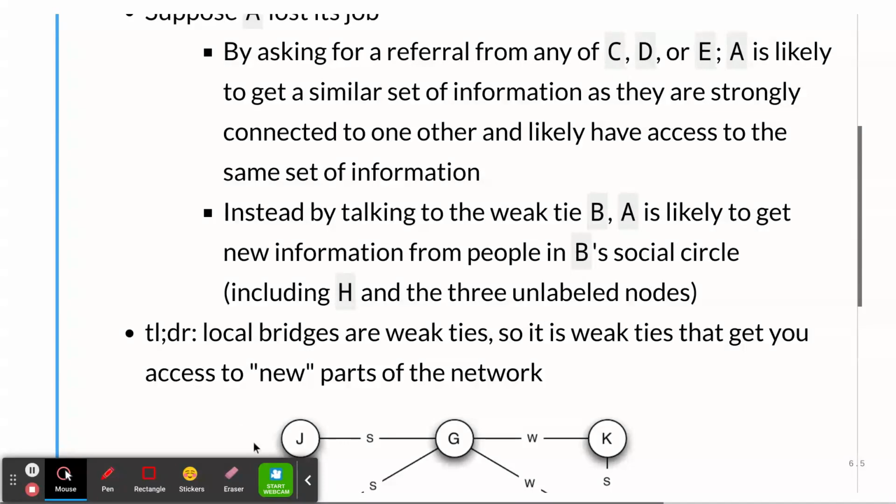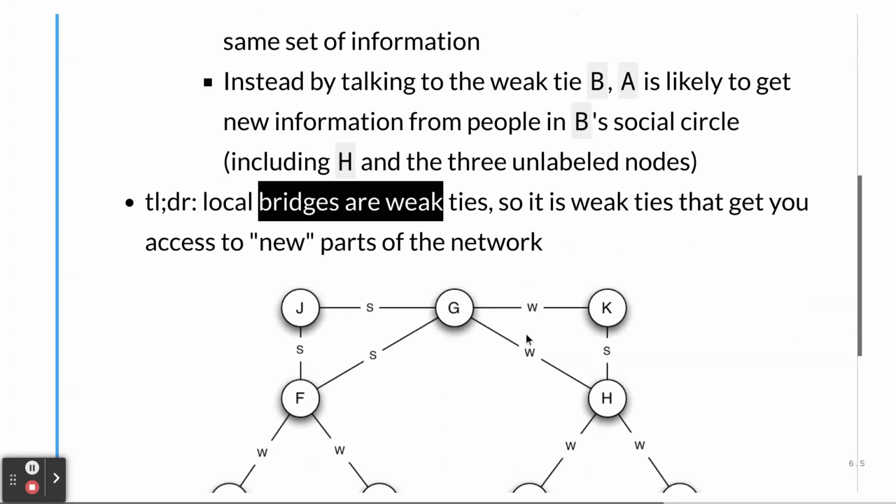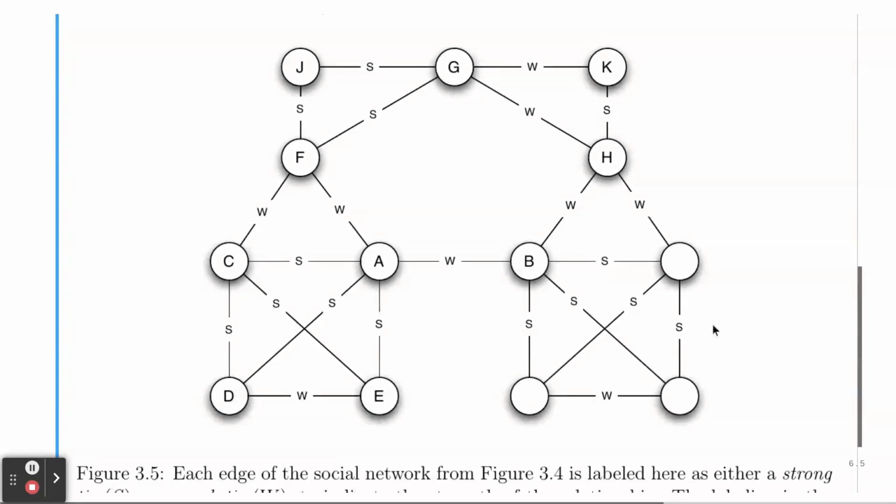The summary of this argument is that local bridges are, by definition of strong triadic closure, weak ties. And it is exactly these weak ties that give you access to new parts of the network.